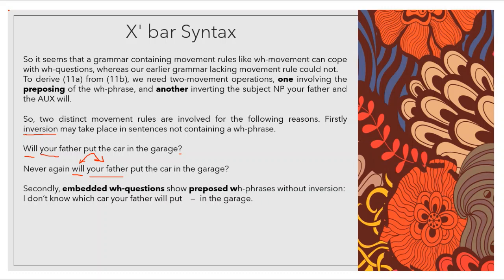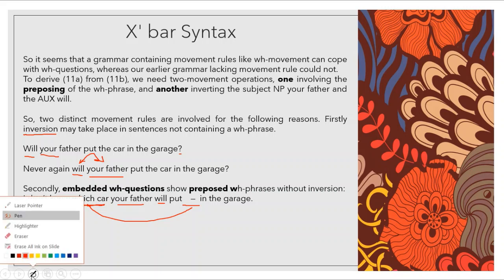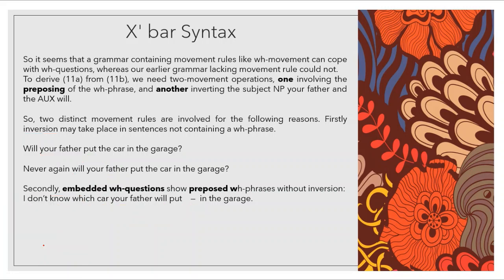Let's take for example, I don't know which car your father will put in the garage. So here the same thing happened. The movement of which car, it moved from there to here. But your father stayed in its place and will stayed in its place. They didn't change places. So this is a way.